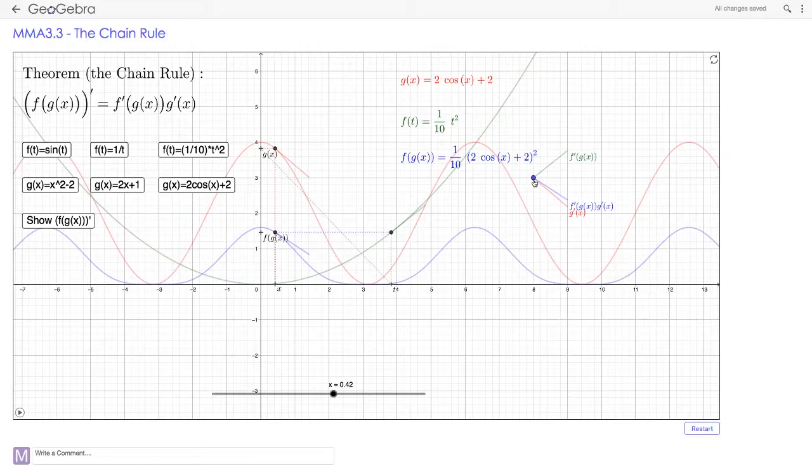So here you can see this f prime of g of x tells us how steep the mountain is at this point. This g prime of x tells us which direction we are going. We're going in the negative direction at a certain velocity. And if we multiply these two, we get this slope here.